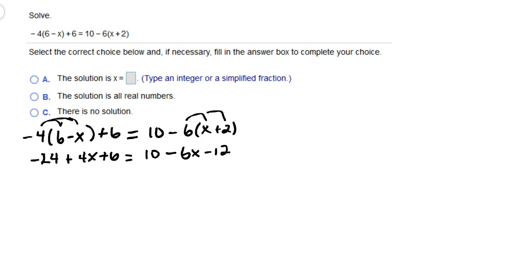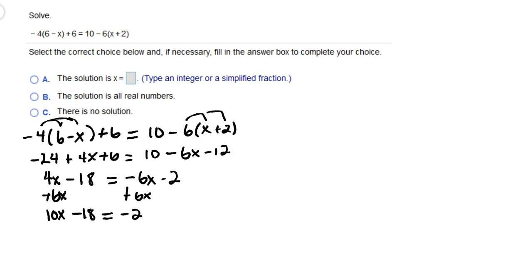Then I'm going to combine like terms. So on the left, I carry down that 4x and combine the like terms to get a -18. And on the right, I'll carry down the -6x and combine the like terms to get -2. Once I've made each side as simple as possible, I want to get all the x's to the same side. So I would add 6x onto both sides. That would give me 10x minus 18 equals -2.